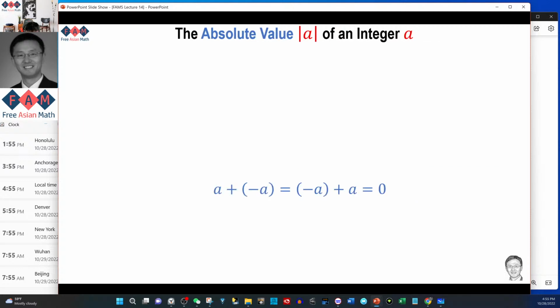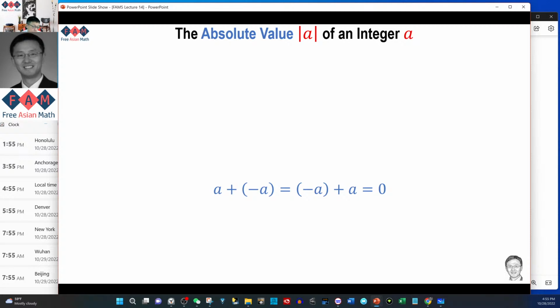Now we will do something really interesting. We'll learn a new concept called the absolute value. We have a weird symbol here. We put an integer a between two vertical bars. And this is a notation for the so-called absolute value of an integer.